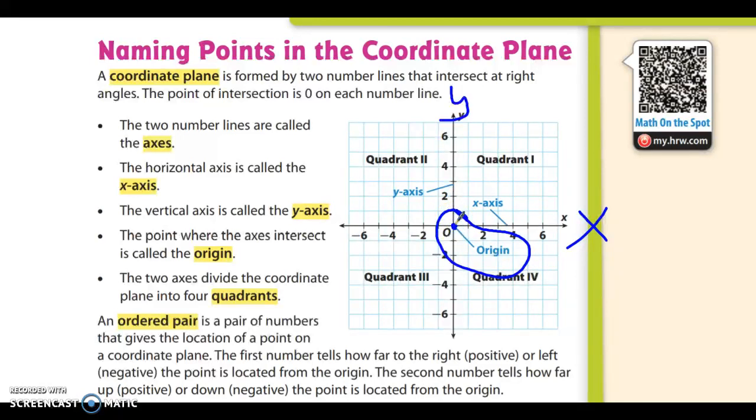And the two axes divide the coordinate plane into 4 quadrants. This is quadrant 1. We use Roman numerals. This is quadrant 1. This is quadrant 2. This is quadrant 3. And this is quadrant 4. So they each have a name.